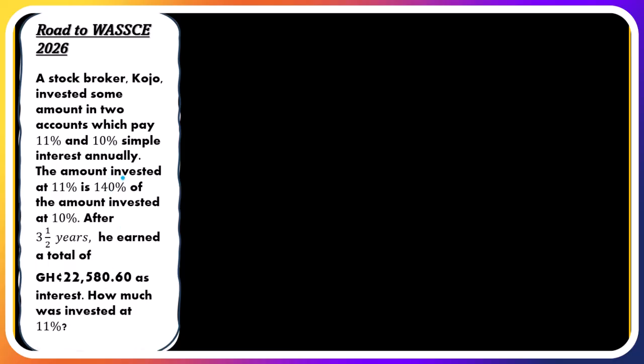So, for our problem of the day, it says a stockbroker Kweju invested some amount in two accounts which pay 11% and 10% simple interest annually. The amount invested at 11% is 140% of the amount invested at 10%. After 3.5 years, he earned a total of 22,580.60 Ghana cedis as interest. How much was invested at 11%?